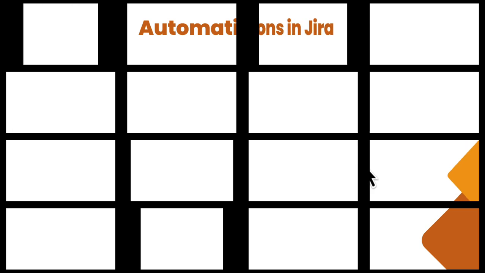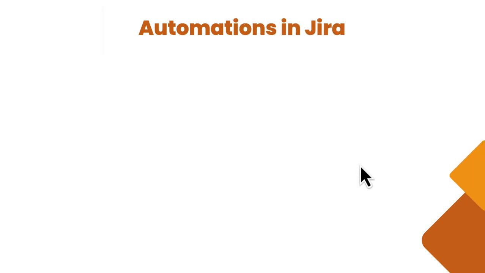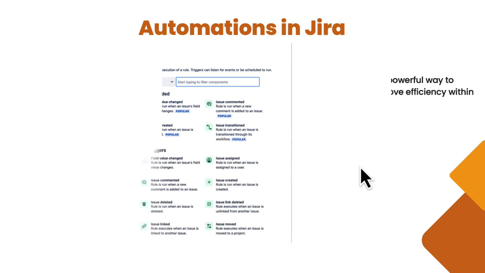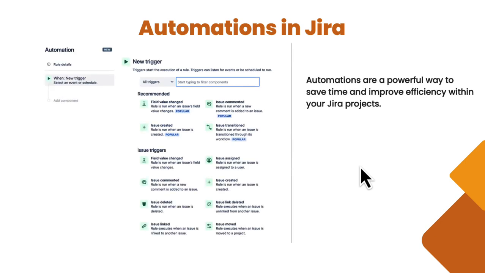Let's go back. The next topic we'll talk about is automations. So what are automations in Jira? Automations are a powerful way to save time and improve efficiency within your Jira projects. Automations allow you to set up rules or triggers that automatically perform certain actions based on predefined conditions.